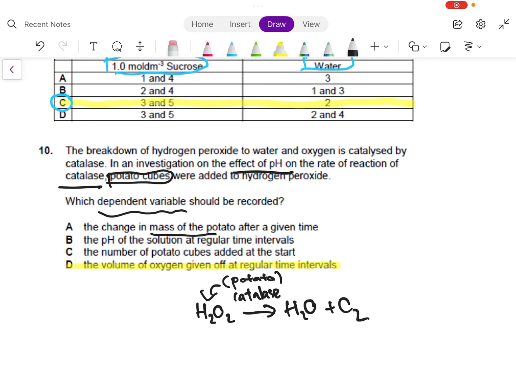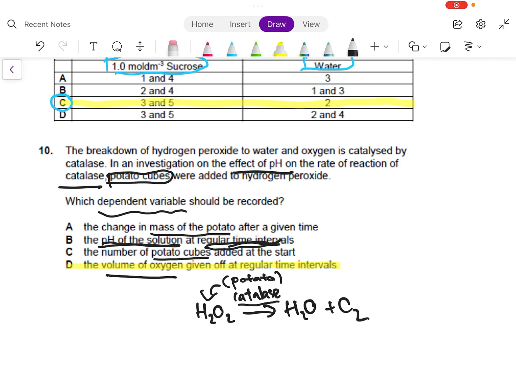One wouldn't be recording the mass of the potato because the mass of the potato shouldn't change. All it does is contribute the enzyme, and the enzyme, as we know, is reusable. It will not disappear. The pH of the solution is not the dependent variable, it is more the independent variable. It is the one that we are changing. And we don't even change it at regular time intervals. We fix it for the entire duration of the experiment. Number of potato cubes is a variable you want to keep constant also.